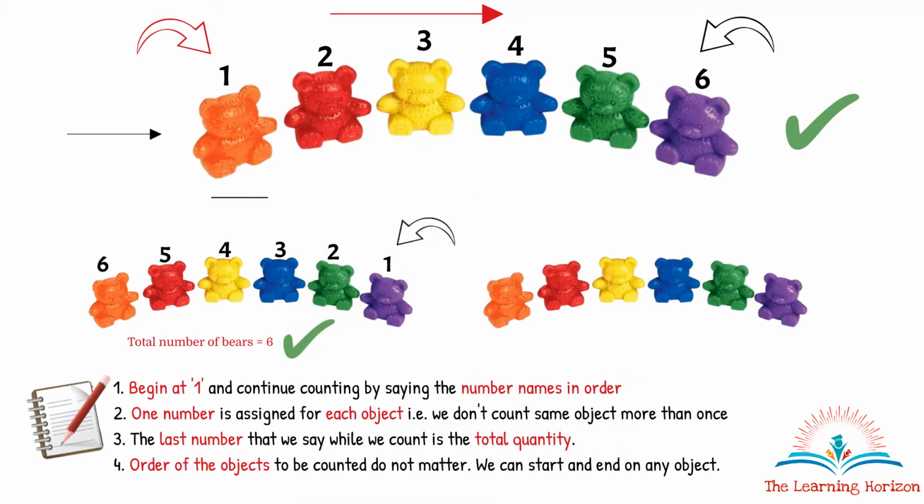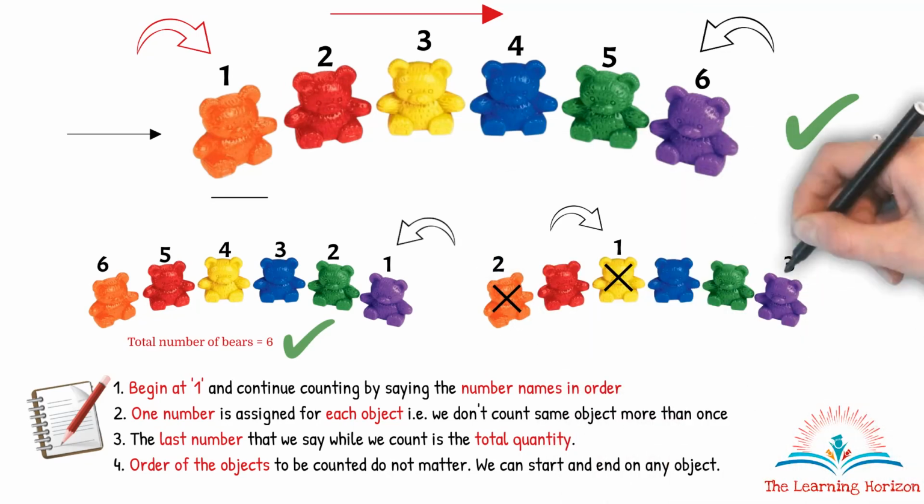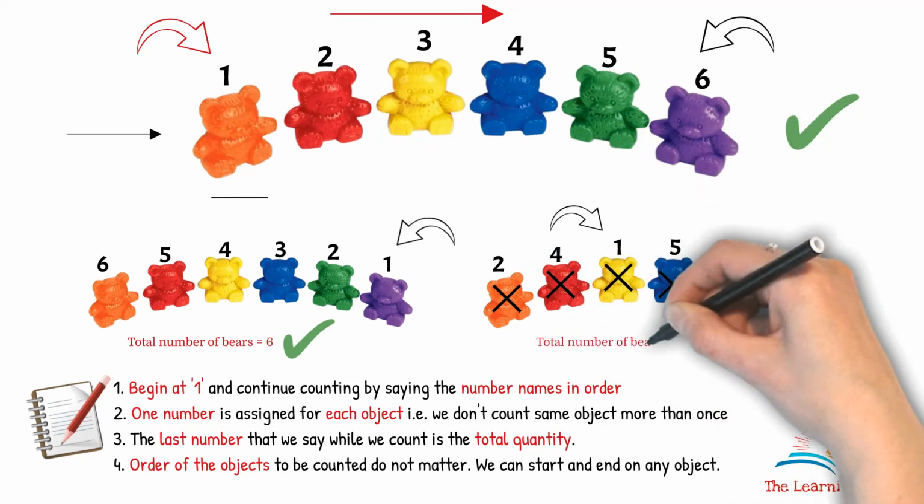Now let us start counting at yellow bear and count bears in a random order. Since we are counting in a random order, in order to keep track, I will cross out the bear that has already been considered for counting. 1, 2, 3, 4, 5, 6. We get the same total.